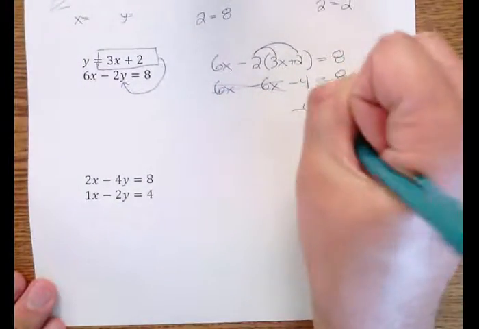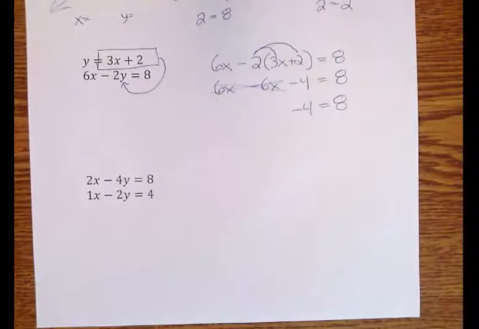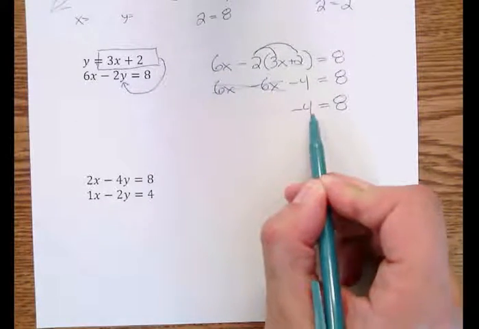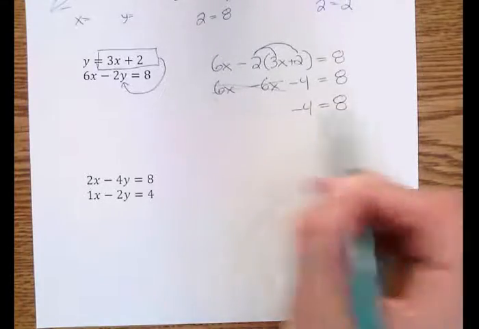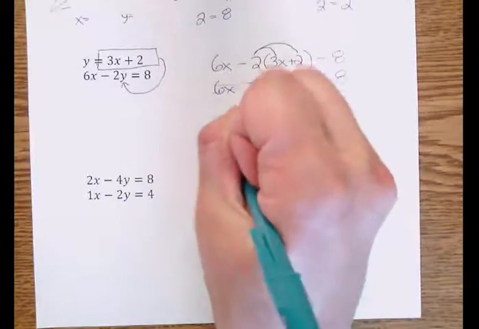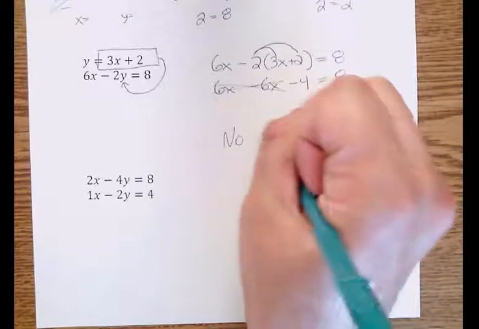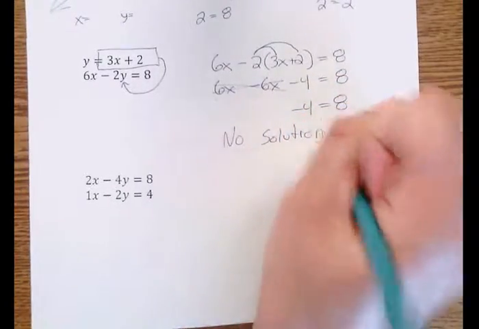I'm just left with negative 4 is equal to 8. I haven't made any mistake. Everything's done correctly mathematically. What this means is, well, is negative 4 equal to 8? No, they're never equal. So what I have here is a problem that has no solution.